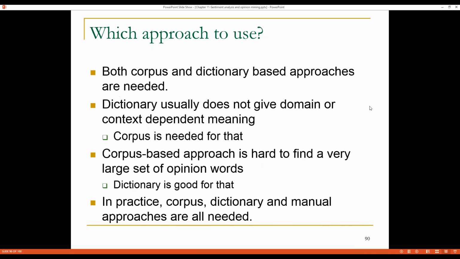So which approach to use? Both corpus-based and dictionary-based approaches are needed. A dictionary usually does not give domain or context-dependent meaning. A corpus is needed for that, but the corpus-based approach is hard. It's hard to find a very large subset of opinion words. A dictionary is good for that. In practice, all three of these approaches are needed.